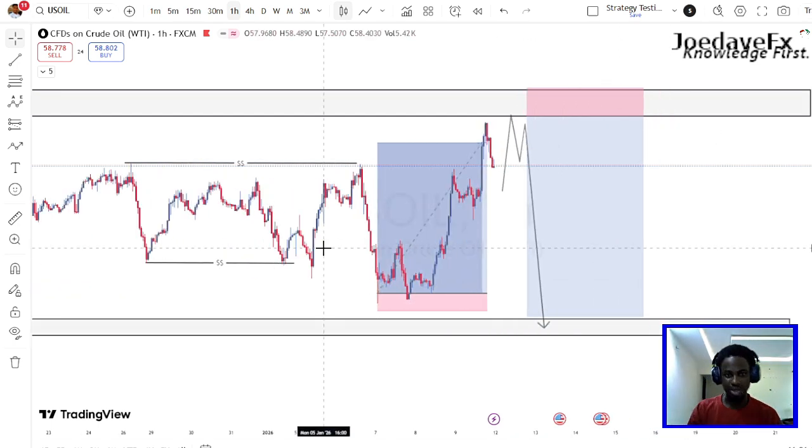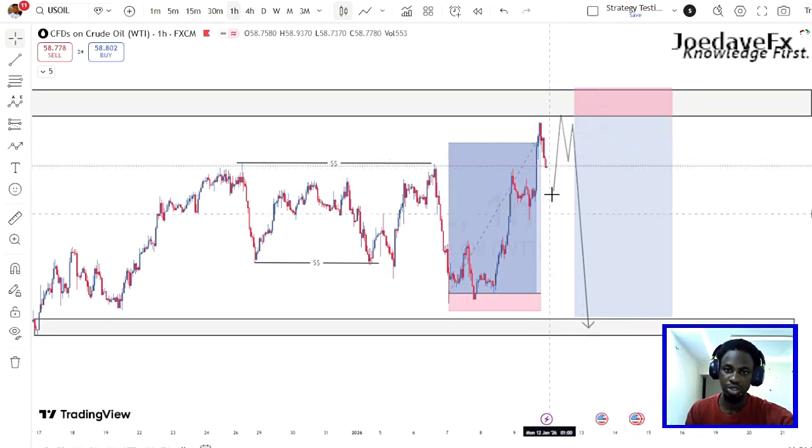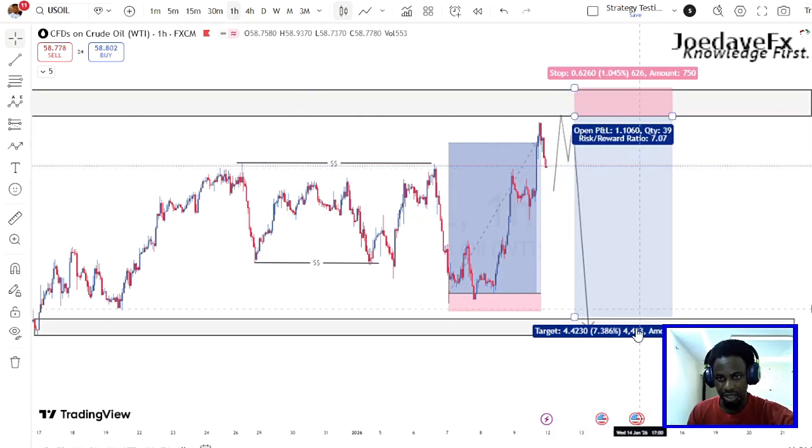So this is exactly what I'm expecting on US oil. I'm going to be shorting the US oil in the coming week. But first, we need to see some nice pushback there before we can actually get a bearish move.